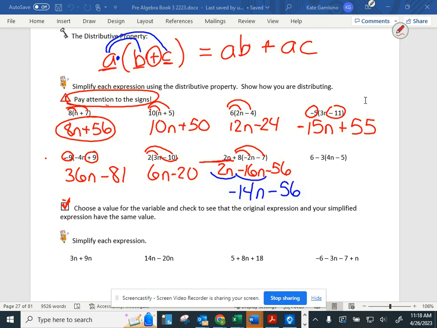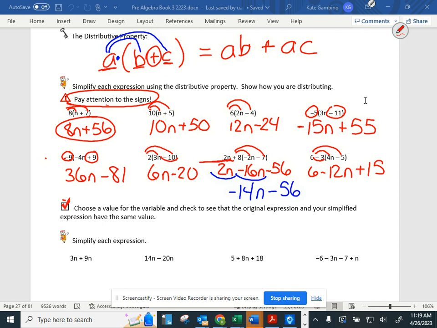James, should I just give the answer? Okay. 6 minus 12n plus 15. So what James did was he multiplied that negative 3 to the 4n, negative 3 to the negative 5. So we brought down that 6. Negative 3 times 4 is negative 12n. Negative 3 times negative 5 is a positive 15. So now finish us off, James.